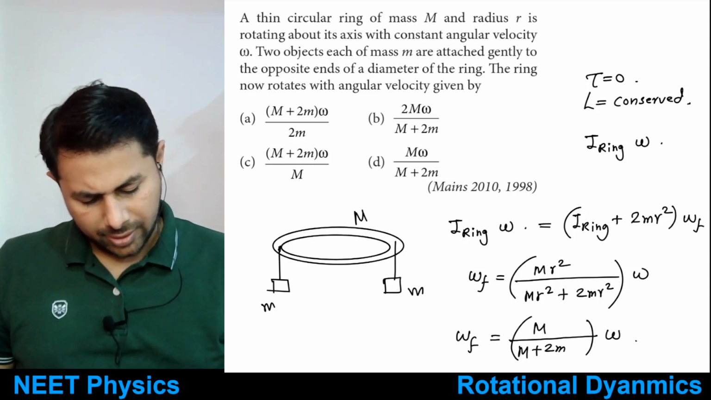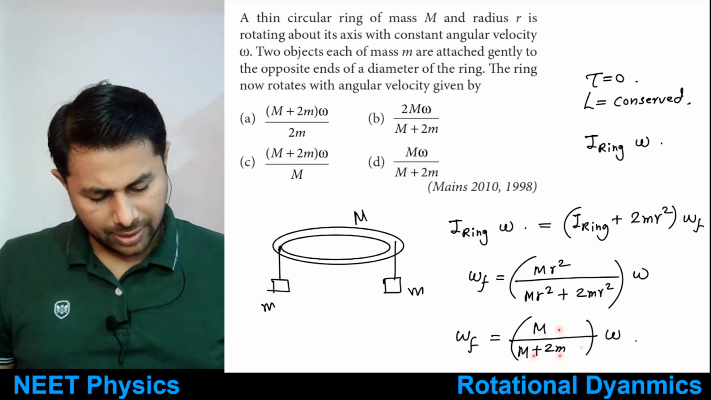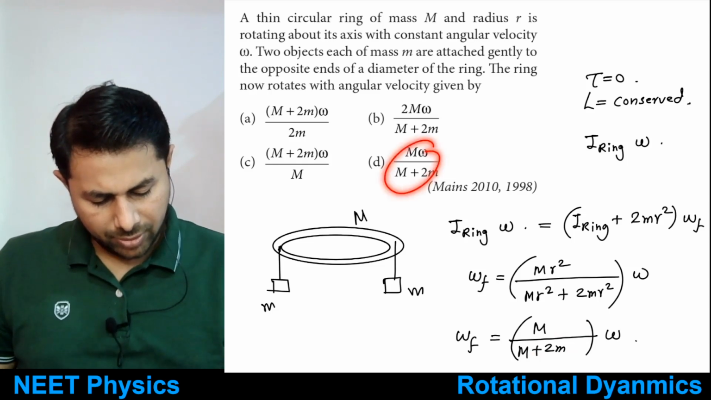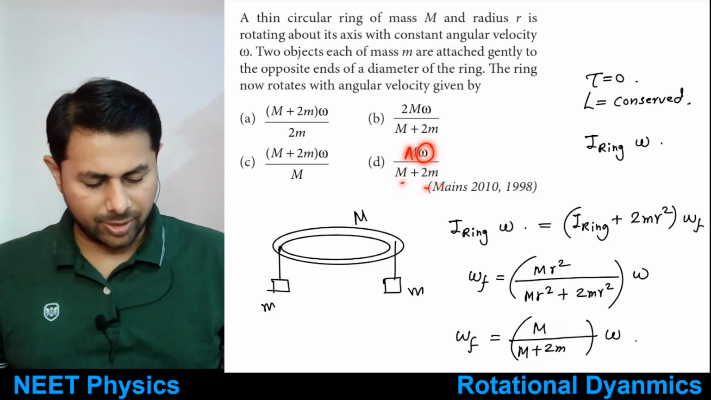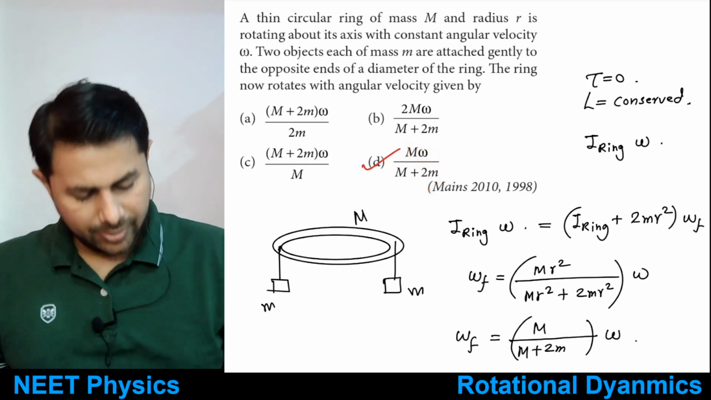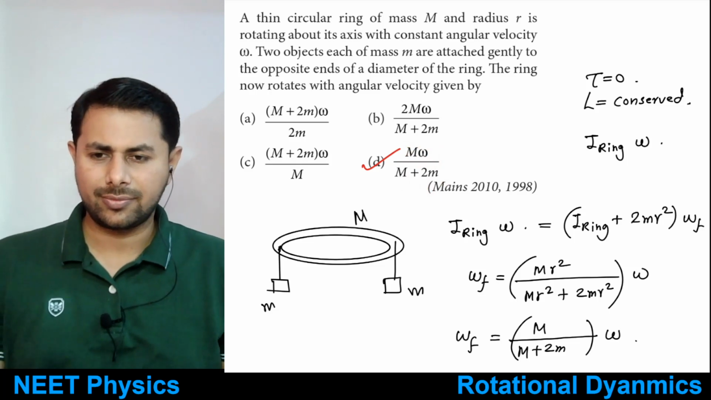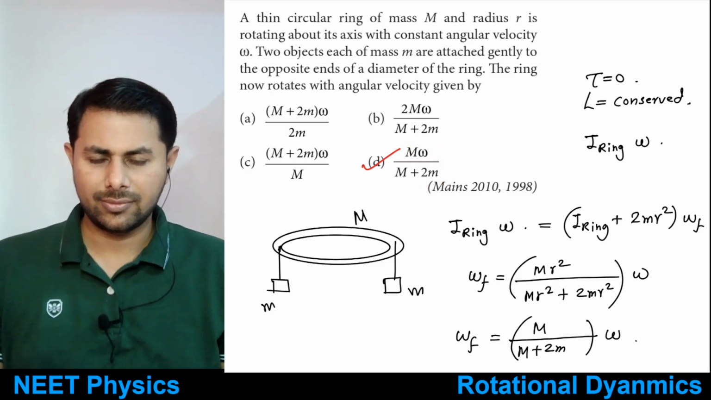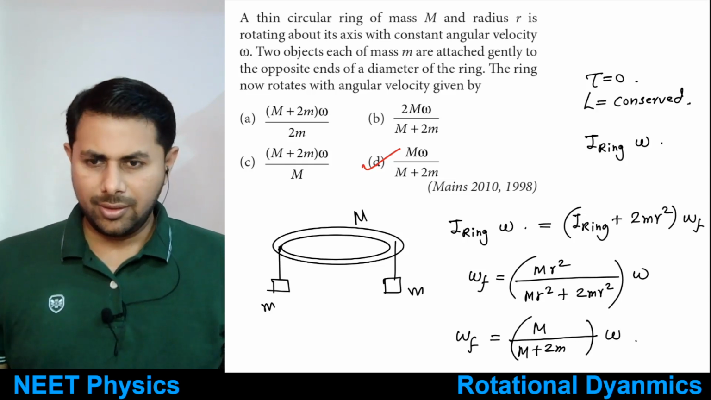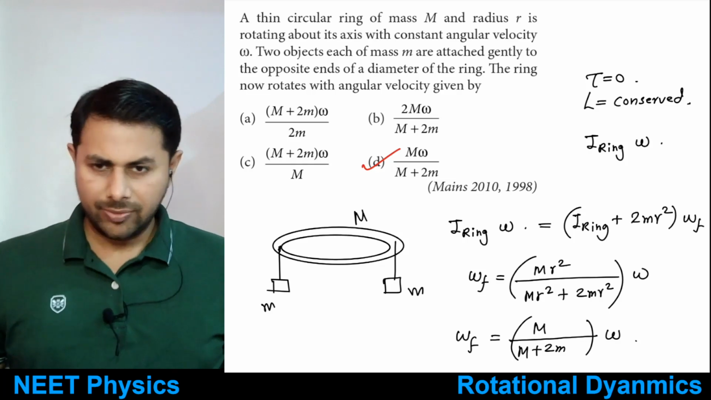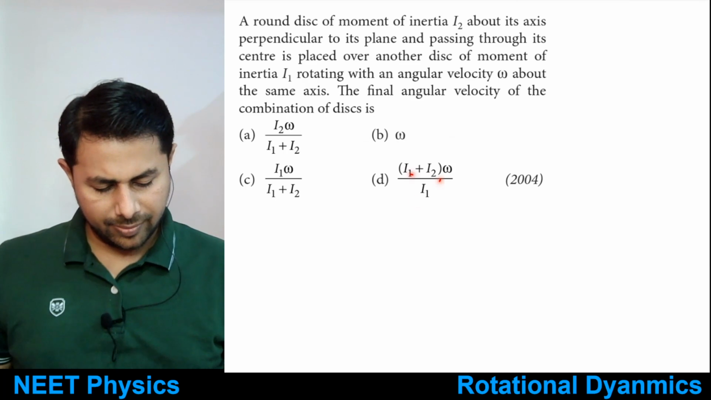Okay, so there is omega in the option, M divided by M plus 2m times omega. Oh, omega is there, no? I thought they had just written M upon M plus 2m, right? So it is option D. This is very simple, right? This one is very simple. Let's see the next one. I guess this is similar.